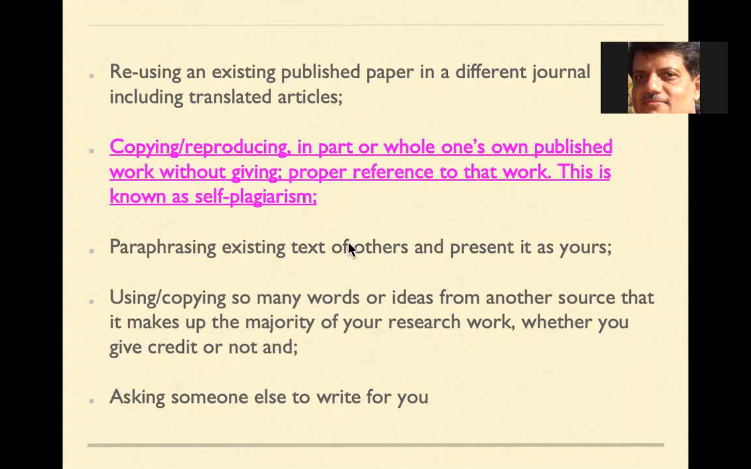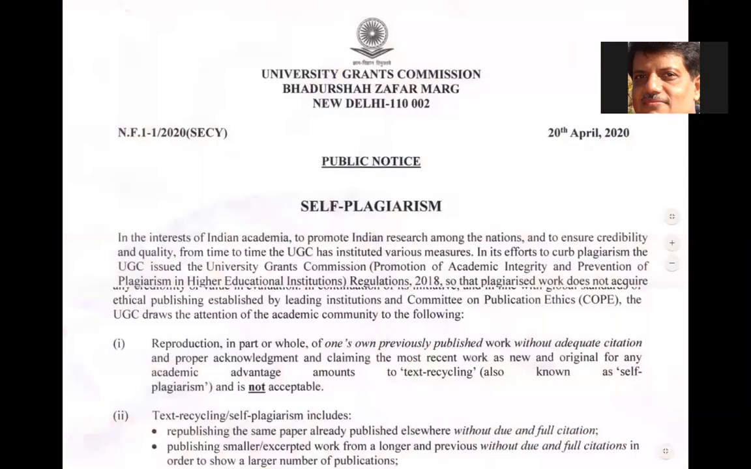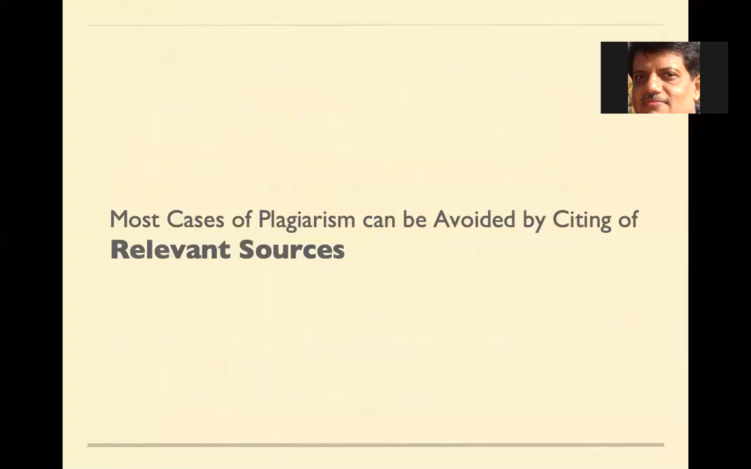Then we have paraphrasing existing text that I already told you. And this is also important, copying so many words or ideas from another source that it makes up the majority of your research work, whether you give credit or not. So whether you give credit or not, it will also be plagiarism if you take a large amount of data from some other source and present it in your paper. And then lastly, asking someone else to write for you. Most cases of plagiarism can be avoided by citing relevant sources, which means if we cite, then in most cases there will not be any problem of plagiarism.